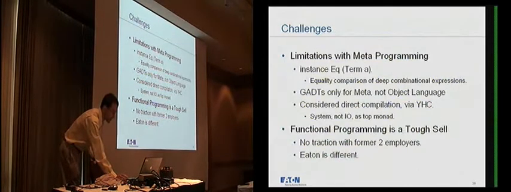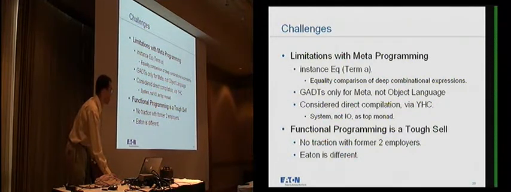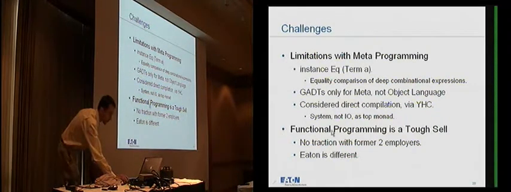We've had a lot of technical challenges, but the biggest challenge is just getting functional programming in the door in the company. I've been with two former employers where I attempted to get FP in widespread use, and I didn't get anywhere. So what did I do? I found another job. But Eaton is different. Eaton is very open-minded. It's a very interesting company to work with, and so far we're having luck getting functional programming in the door.